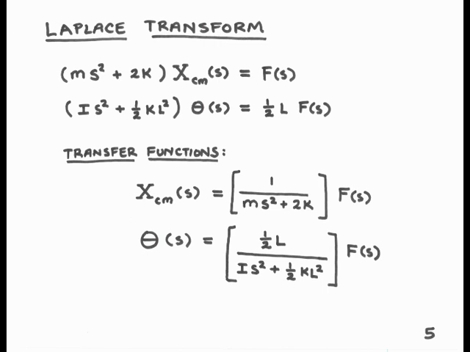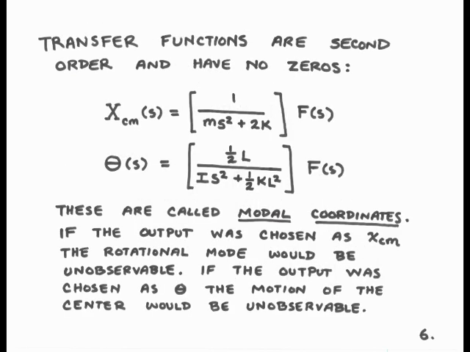And then for the other equation, we'll have the transfer function between the input force F of s and the rotation of the beam as 1/2 l divided by (Is squared plus 1/2 kl squared). Both of these transfer functions are second order and have no zeros. Here we repeat them again. The one between the input force and the displacement of the center of mass is 1 over (ms squared plus 2k), and the one between the input force and the rotation of the beam about the center of mass is 1/2 l divided by (Is squared plus 1/2 kl squared).